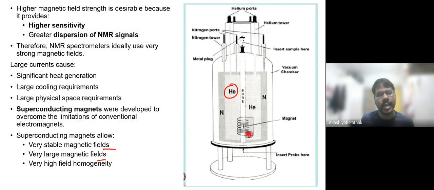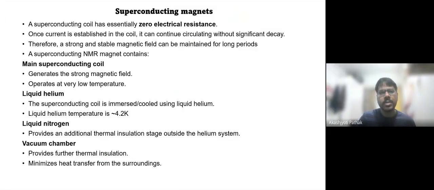They will allow very large magnetic fields to be produced, and they will produce very homogeneous magnetic fields. So what are superconducting magnets? Is that a superconducting coil?